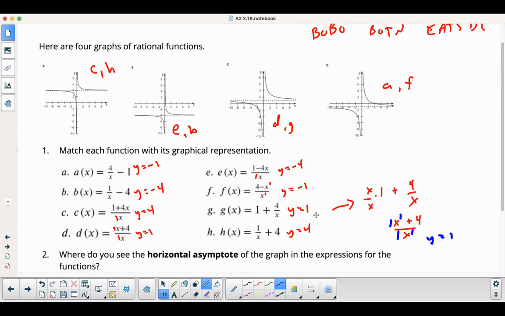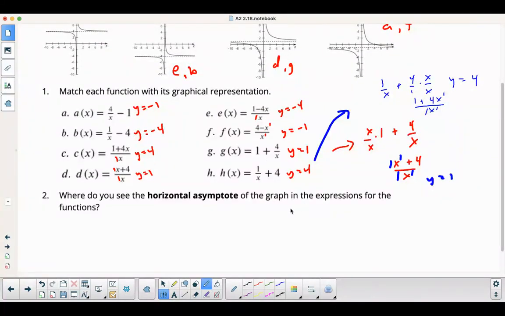Same thing here. If I wanted to do this one here, I'll come up here. So this would be 1 over x plus 4. This is over 1, so I need to multiply this by x over x. So I get 1 plus 4x over x. So exponents are the same. Both have a power of 1. And when I say exponents, we're talking about the highest power. So leading coefficient's 4, leading coefficient's 1. So it's y equals 4 over 1, which is 4. Okay?